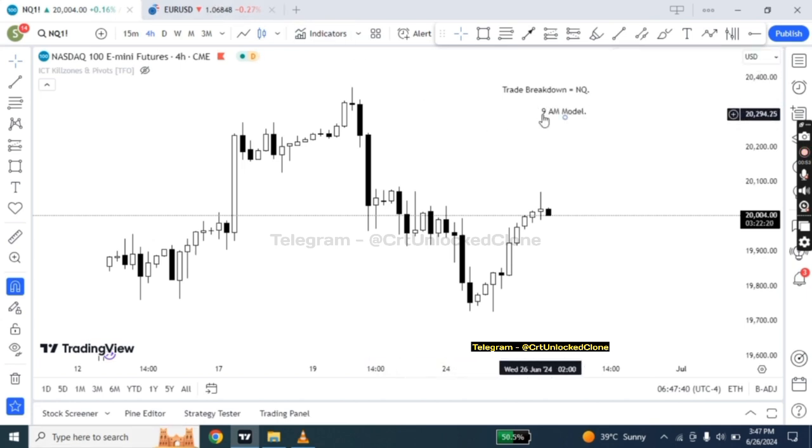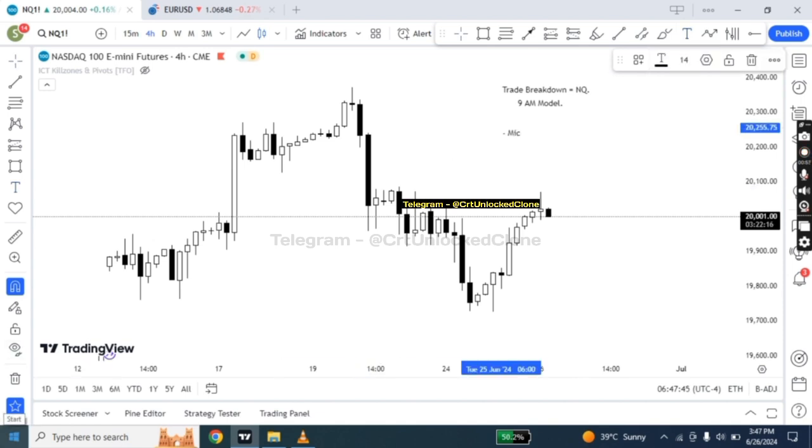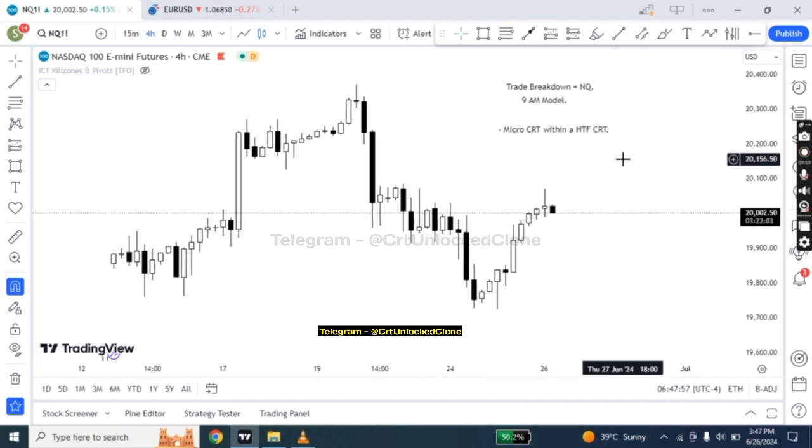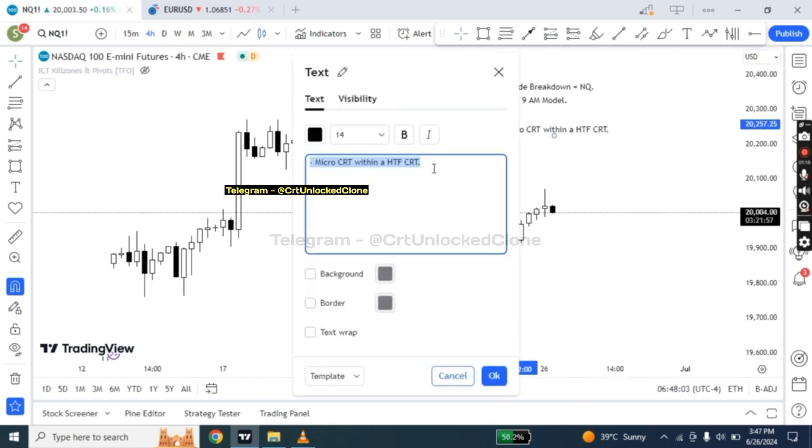Now, the key thing around this breakdown is a micro CRT within a macro CRT on the higher time frame, meaning there's going to be a smaller CRT within a larger CRT on a higher time frame. The way you could use it to your advantage is by aligning yourself on the micro CRT on the lower time frame towards the larger higher time frame CRT's draw on liquidity or target.